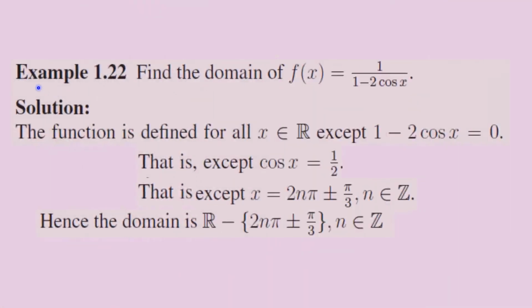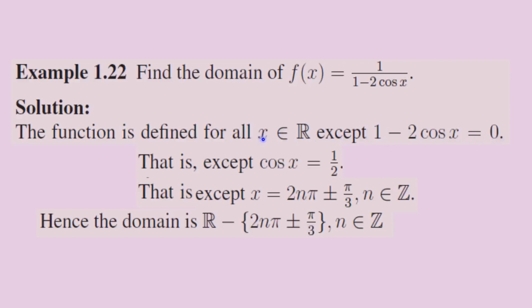Let us see the example 22nd sum in chapter 1. Find the domain of f of x equal to 1 divided by 1 minus 2 cos x. So domain nu sonna, x-க்கு என்னென்ன possible values தான் substitute பண்ணலாமோ அதுக்கு பேர் தான் domain சொல்லுவாங்க. So let us see the solution. The function is defined for all x belongs to R except 1 minus 2 cos x equal to 0.